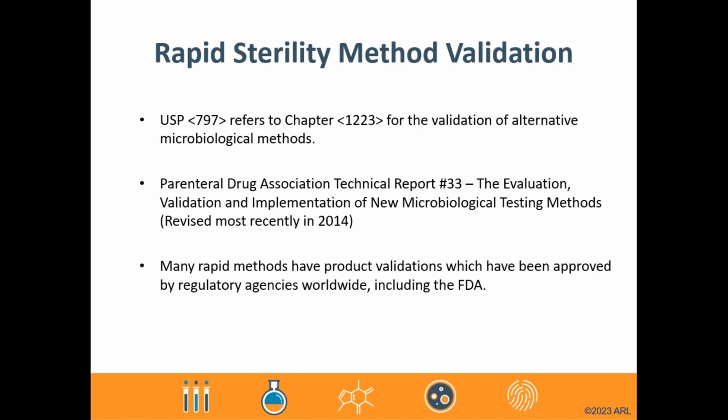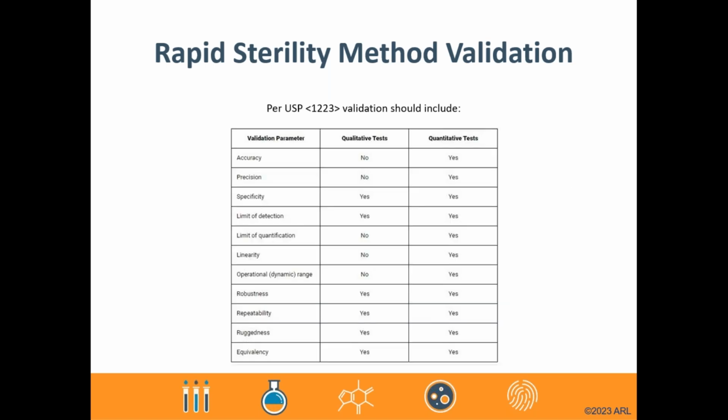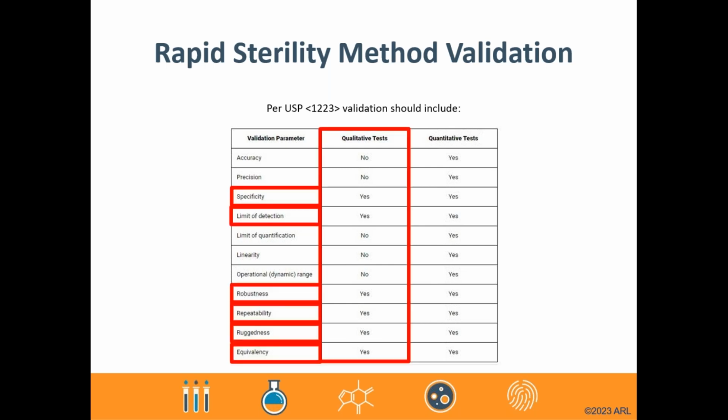The subsequent slides delve more into the parameters which must be assessed as part of a validation protocol based on the guidance from USP 1223 and PDA Technical Report 33. This slide shows Table 1 from USP 1223, which is titled The Validation Parameters by Type of Microbiological Test. As you can see, the table is broken down based on quantitative and qualitative test methodologies. Since sterility testing is a qualitative test, meaning that it yields a result of sterile or not sterile, we'll focus on the left column.